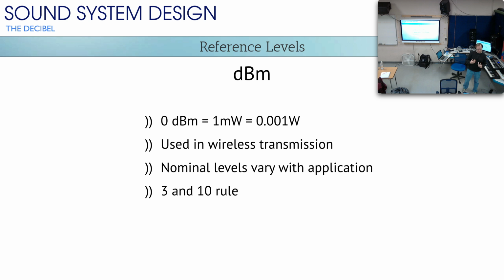So dBm follows the 3 and 10 rule. You double the power, you go up 3 dBm. Multiply the power by 10, you go up 10 dBm. Okay, 3 and 10 rule. So anytime you see a little m next to a dB value, you know that dB value is that many dB more or less than 1 milliwatt. Okay?